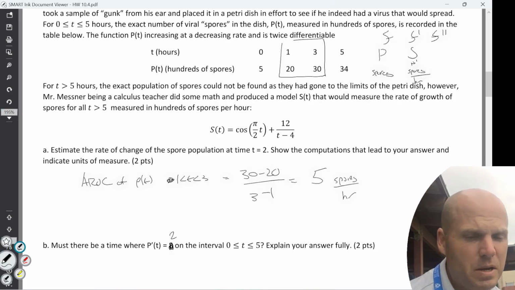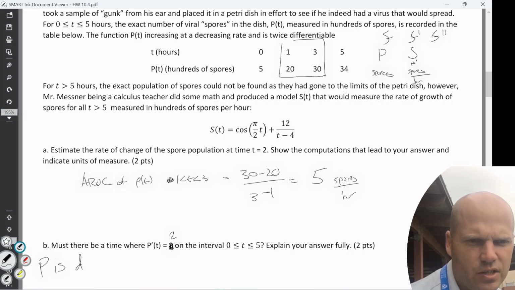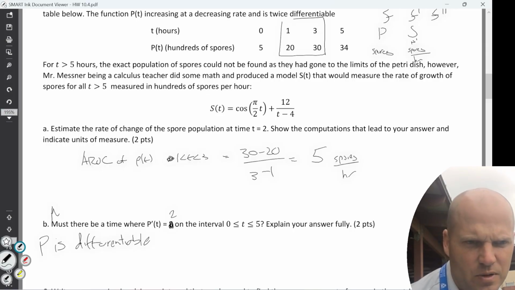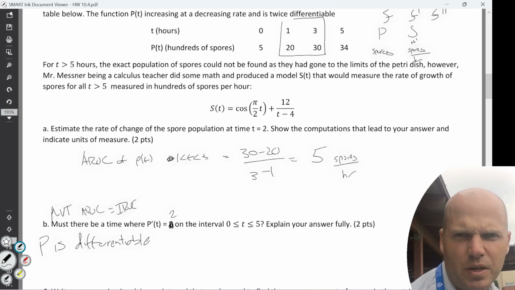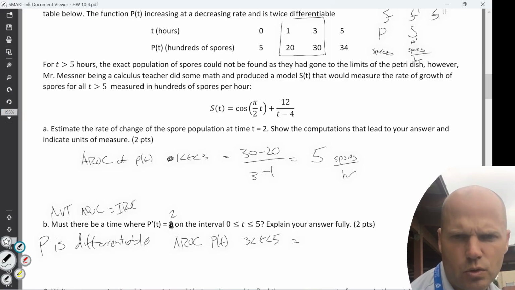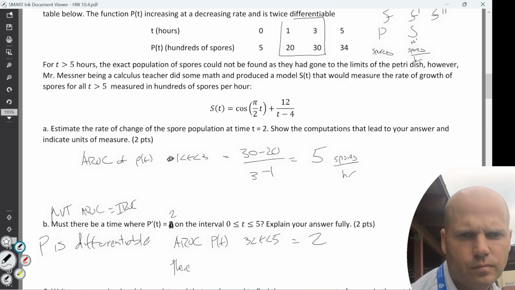Cool. The mean value theorem says that if P is differentiable, which it is, all you have to do is find an average rate of change on an interval that equals 2, and you're guaranteed to have an instantaneous rate of change. The mean value theorem is AROC equals IROC. AROC over an interval equals IROC over an interval. So since P is differentiable, I'm going to say that the average rate of change of P of T over the interval 3 to 5 equals 2. Therefore, by the mean value theorem, P prime of T must equal 2 for some T.